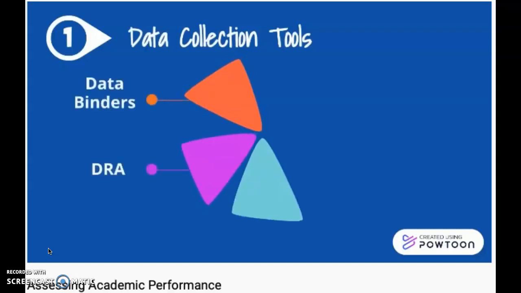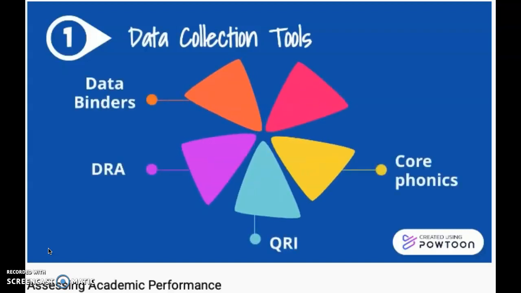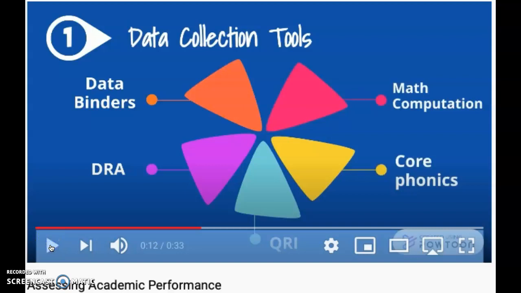The data collection tools I use are data binders, DRA, QRI, Core Phonics, and math computation screening. So I have created goal tracking data binders for all my students. Each binder has different dividers for reading, writing, math, and behavior. I have created data sheets for all my students' goals. The data sheets have a description of the goal along with a table to track specific details about the goal.